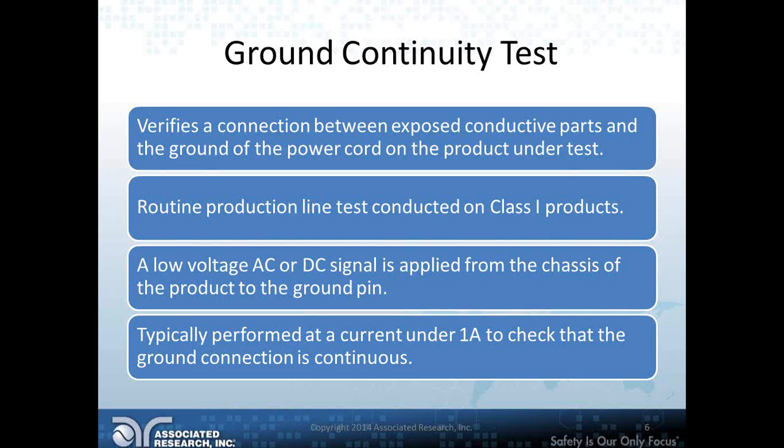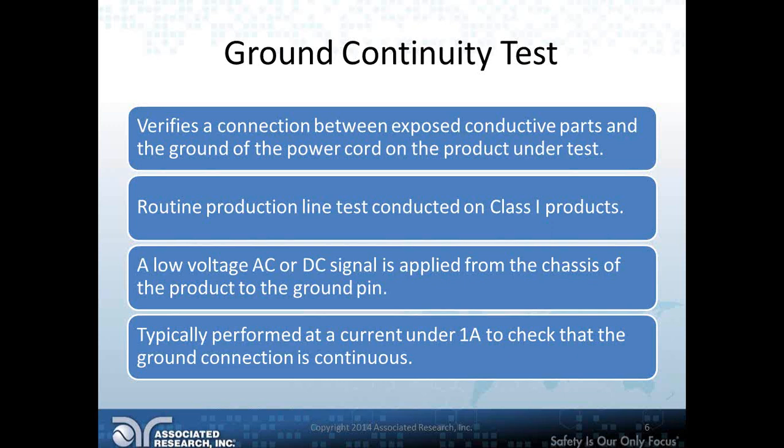By grounding the exposed metal parts, all normal leakage current can be safely routed to ground and does not flow through people who touch the product. So this is how it protects the user. One thing to consider here is that the grounding system only works if the user does not defeat the safety ground. Often we've heard of users defeating the safety ground by removing the ground prong from a plug or by using an ungrounded 3 to 2 prong adapter.